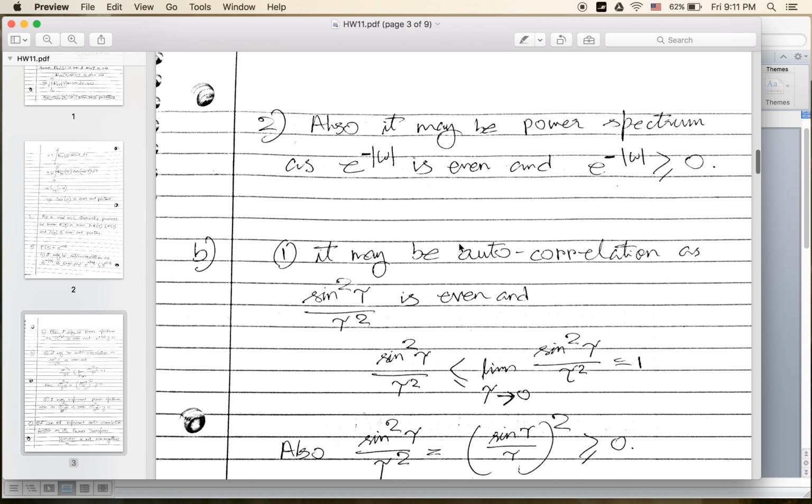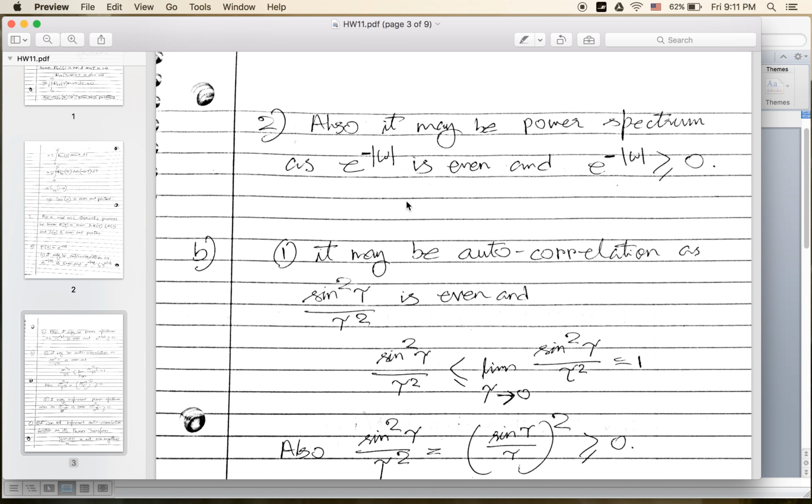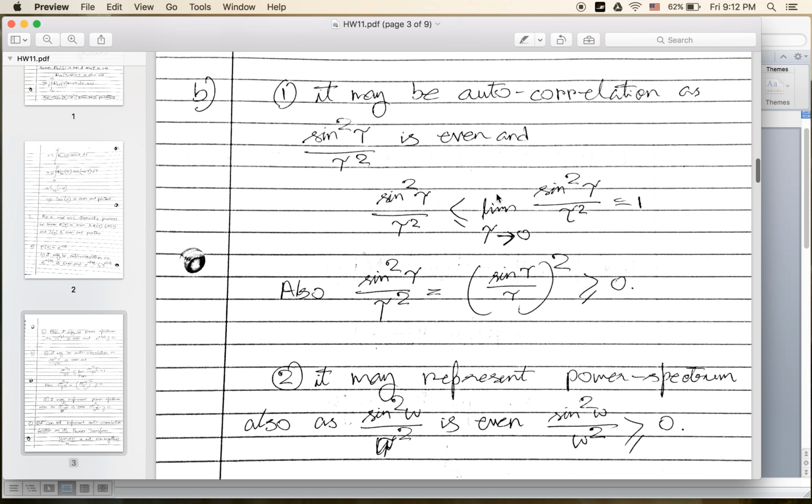Now let's look at the possibility of power spectral density. We know that power spectral density is even. So if we replace v by omega, we see that e power of minus mod omega is also even, and e power of minus mod omega is also greater than 0. So this may also represent a power spectral density. Now let's look at the second function.